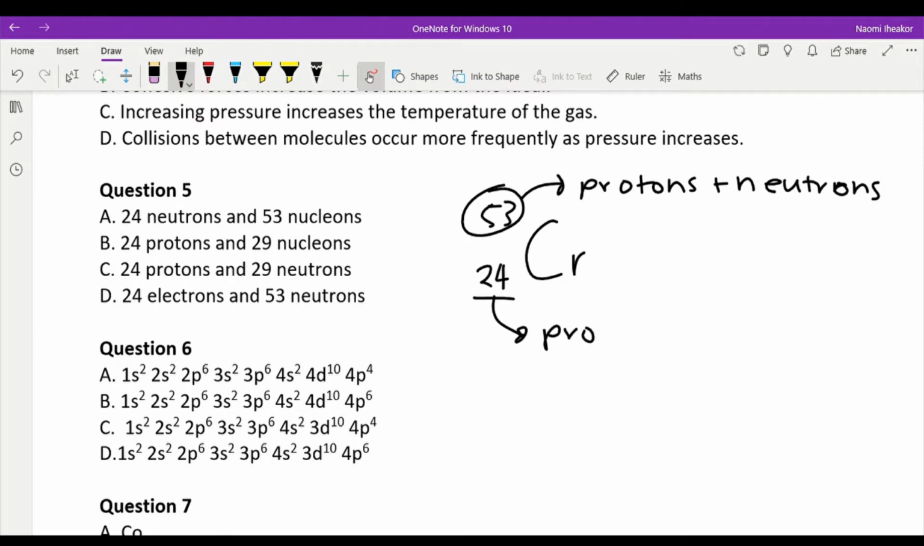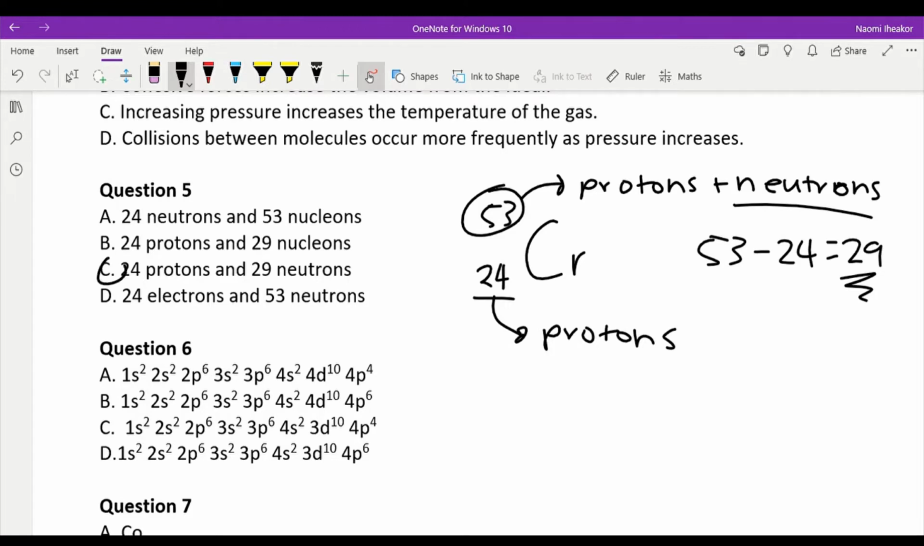So if we want to find the number of neutrons, we need to subtract this number from this number to get the number of neutrons alone. So 53 minus 24 equals 29. So we have 29 neutrons. So we need 24 protons, 29 neutrons, which is, careful here, C.